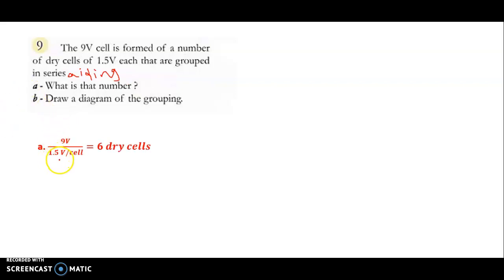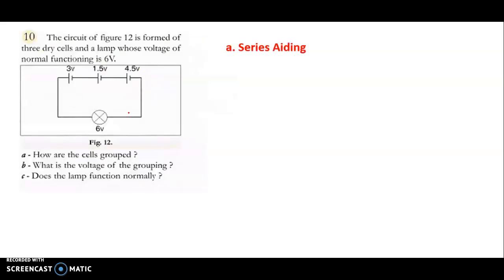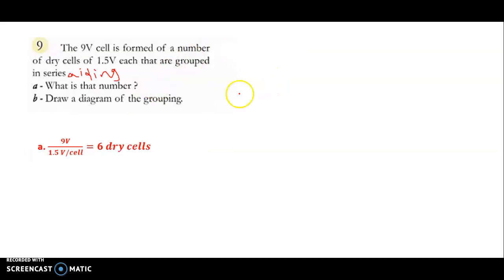So 9 volt divided by 1.5 volt per cell will be 6 dry cells. So the number is 6. If you want to draw a diagram now, we can draw it in two different ways.